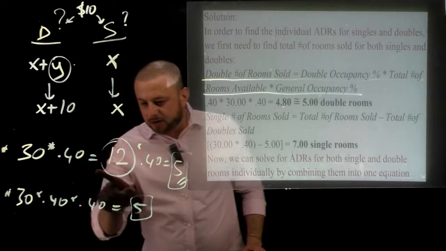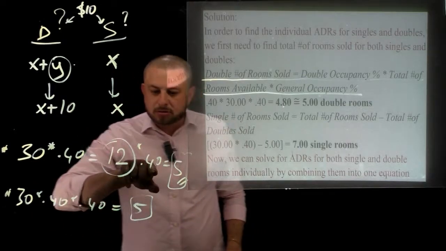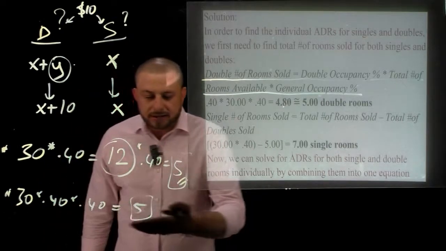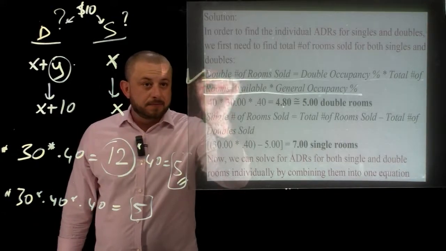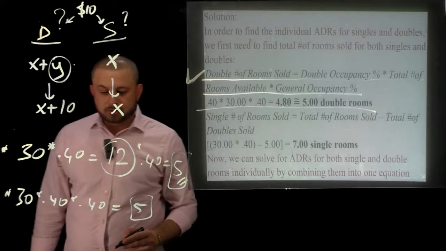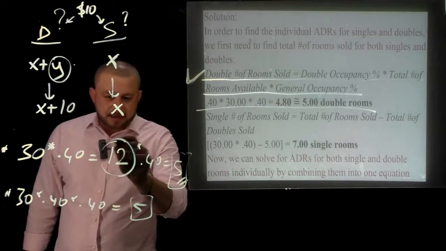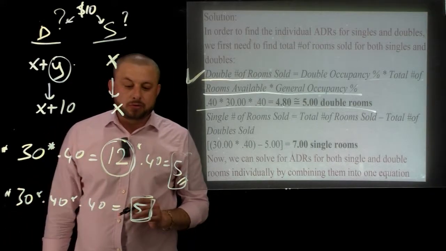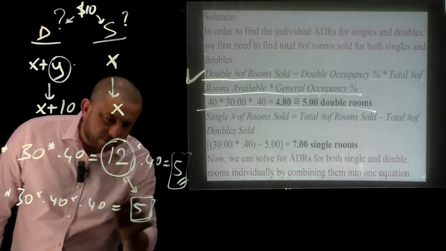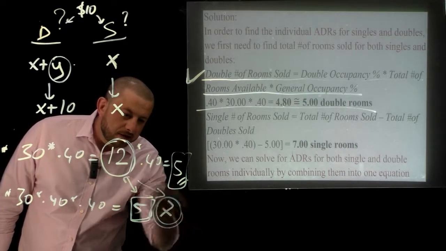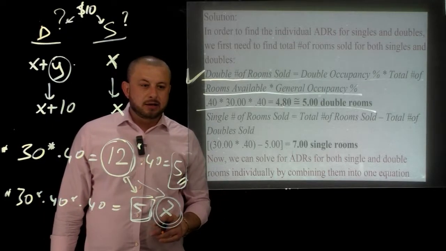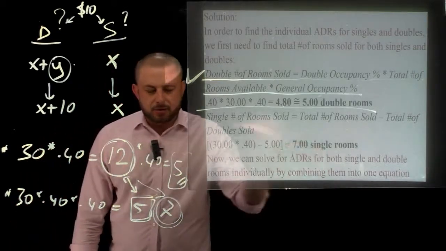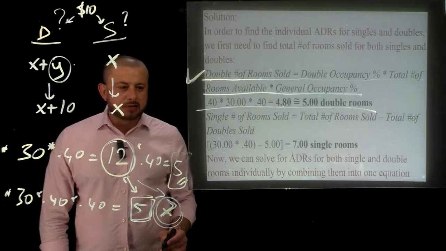First, I can find the total number of rooms sold. Then I can multiply this total number of rooms sold with double occupancy to find 5. Or I can just do the entire thing in one equation, which is this guy, okay, to find 5 double rooms. Well, if I know that I'm selling 12 rooms, and if I also know that I'm selling 5 double rooms, the difference between 12 and 5, which is 7, must be the total number of singles sold, okay?